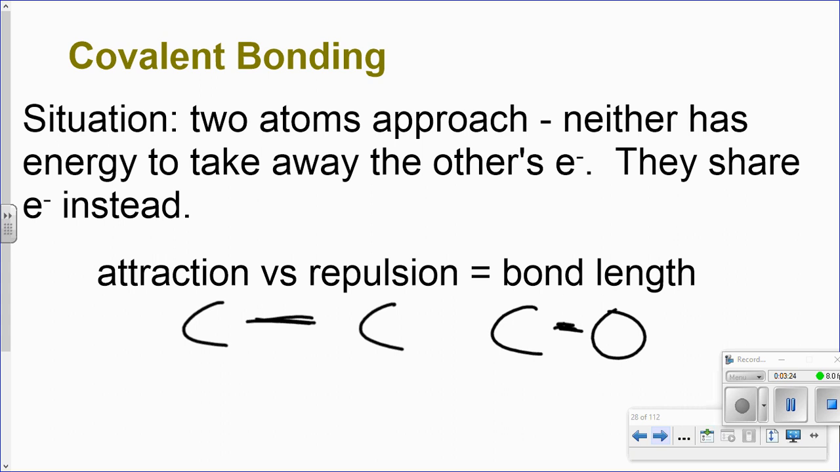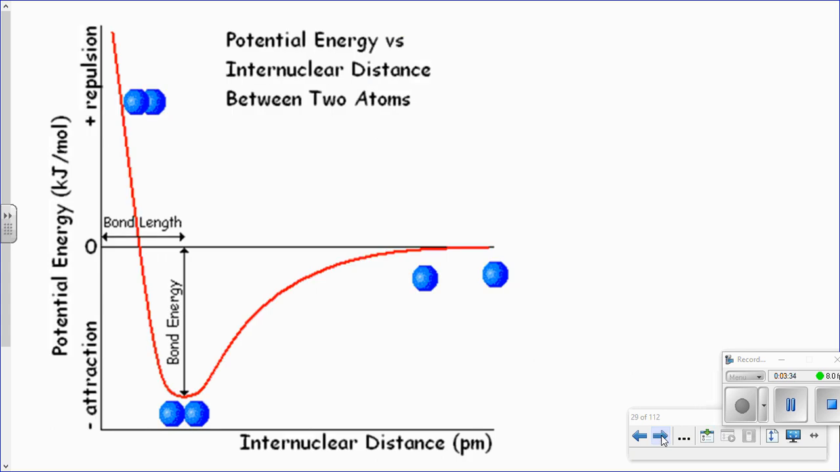So again, the bond between any two nonmetals is a balance between attraction and repulsion. Now this is a typical graph here, where we see a balance between two different atoms. You look at this from right to left. You have two atoms that are quite far apart from each other, and they are not attracted to each other at all. So there's zero potential energy because they're just not attracted to each other. The moment they do get close enough together, now we see this attraction. Notice it's negative because it's exothermic. So we see it on the negative side here of our graph.